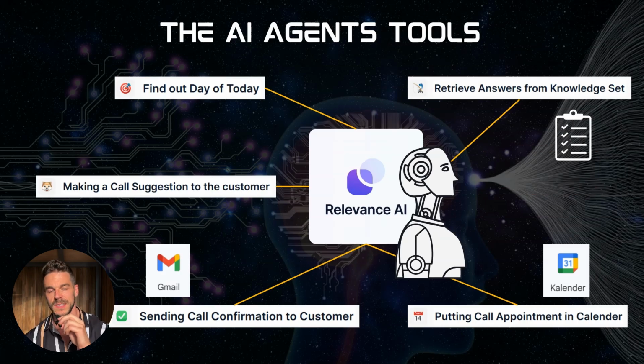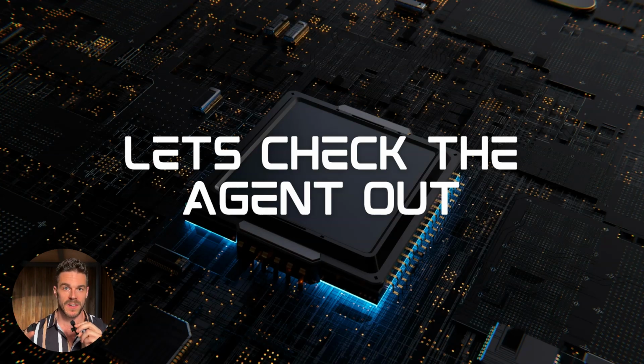On the next slide, we see the AI agent's tools. There are 5 tools. Tool number 1 is finding out the day of today whenever a message is coming in. Tool number 2 is retrieving answers from a knowledge set. In that knowledge set is basically all the information about the personal training business and how it works. Then we have a tool that can put appointments into the PT's calendar, we have a tool that can send confirmation emails to customers, and we have a tool that can make call suggestions to the customer based on what is available in the PT's calendar. That's basically it. And in the next step, we will go to a test website I set up to test out the AI agent in action.